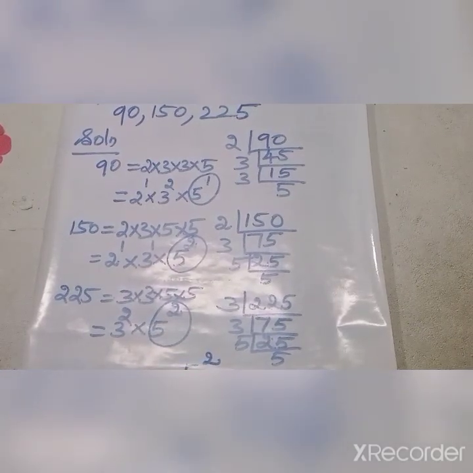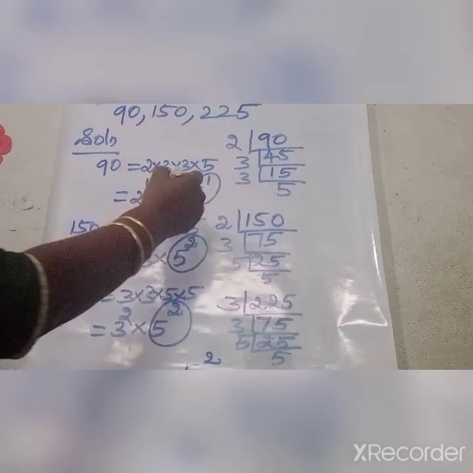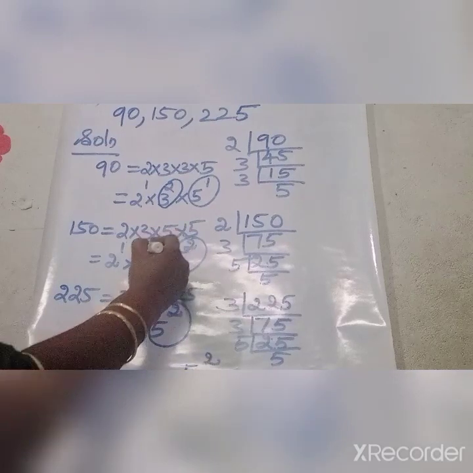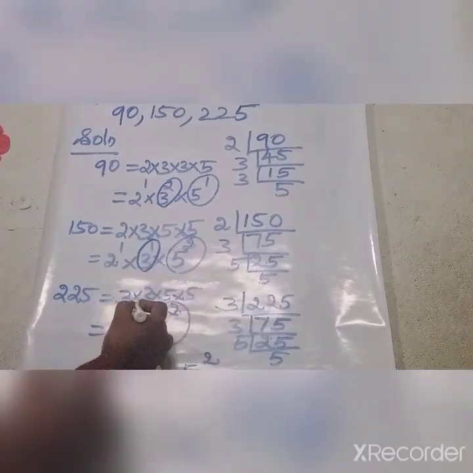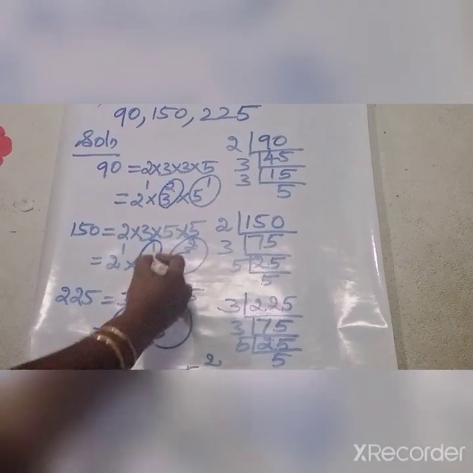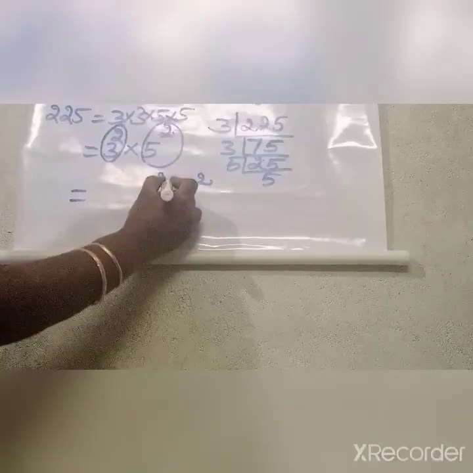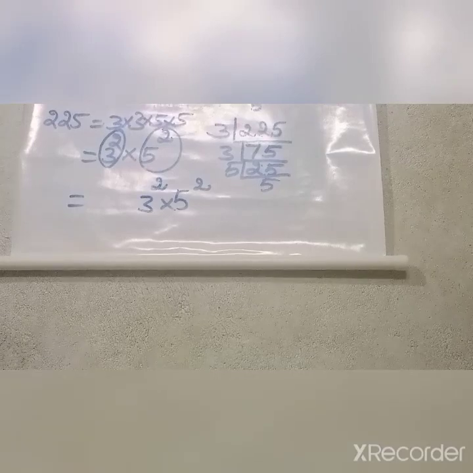Next go to the number 3. Here 3 power 2. Here 3 power 1. Here 3 power 2. Among these 3, which is the highest? 3 power 2 is the highest. So 3 power 2. Rest of the terms we have to select.